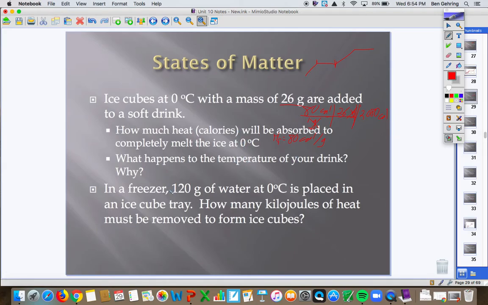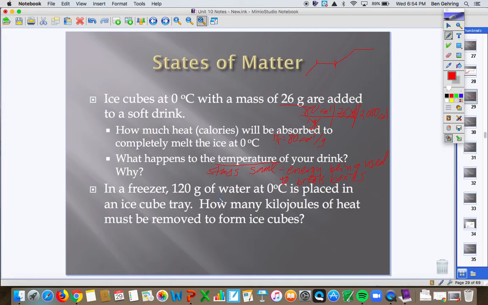What happens to the temperature of my drink when this is happening? Is my temperature going to warm up or cool down? And the answer is no. Nothing's going to happen. Your temperature stays the same. What's happening during this time is energy is being used to break bonds, not to heat the substance. So we're just breaking chemical bonds.